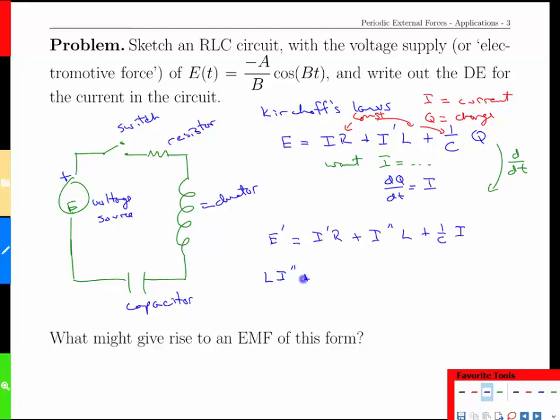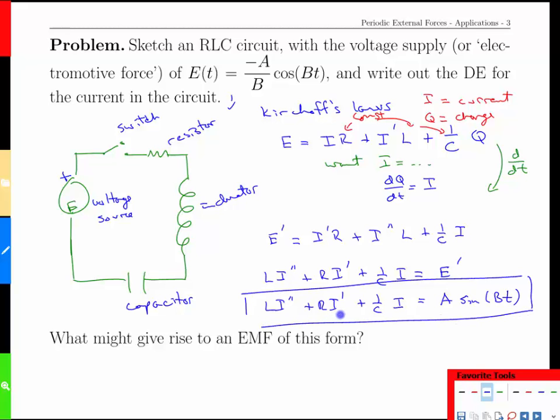L I double prime plus R I prime plus 1 over C times I equals E prime. But we had E of t given to us, and E prime would simply equal, the derivative of cos is negative sine, we get a b popping out, so we would have a sine of bt. L I double prime plus R I prime plus 1 over C I equals A sine bt.